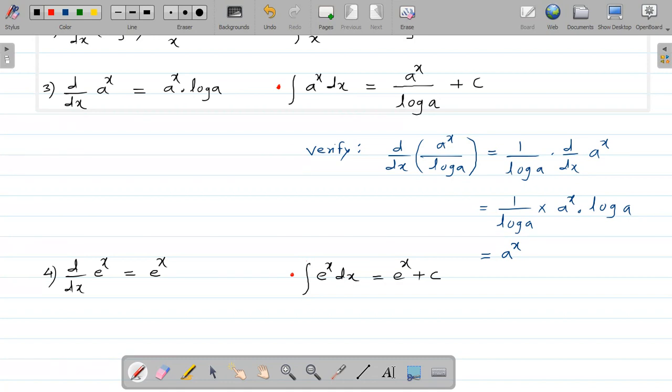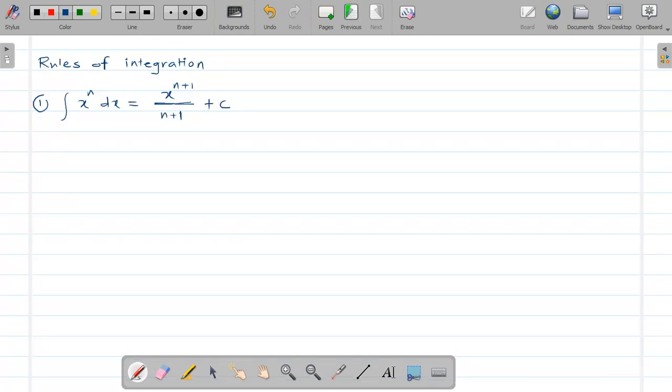So all these four standard rules are very important to get the integrations. Okay, so these are some basic important rules of integration. Now see what we have studied, the rules of integration, in which the first rule is the integration of x raised to n with respect to x is equal to x raised to n plus 1 upon n plus 1 plus constant.